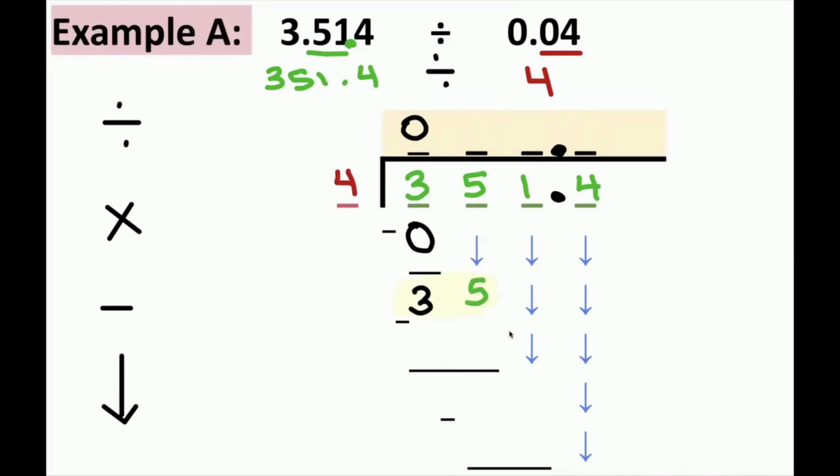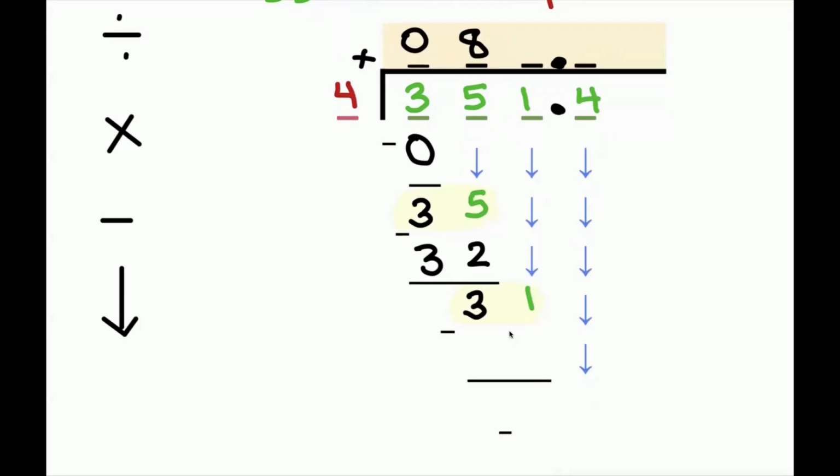So I'll ask myself, how many times does 4 fit into 35? It fits in 8 times. 4 times 8 is 32. We'll subtract: 35 minus 32 is 3. And then we'll bring down this 1. Our new number we're going to use to restart this process is 31.